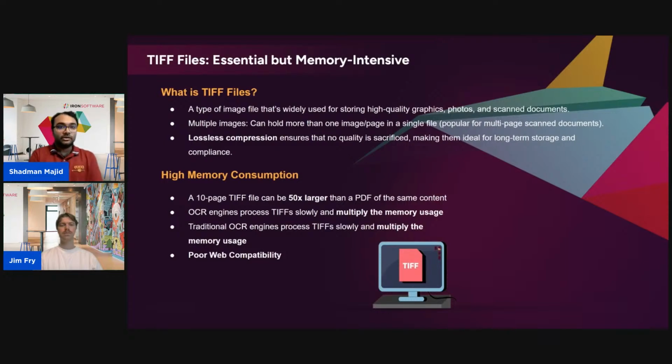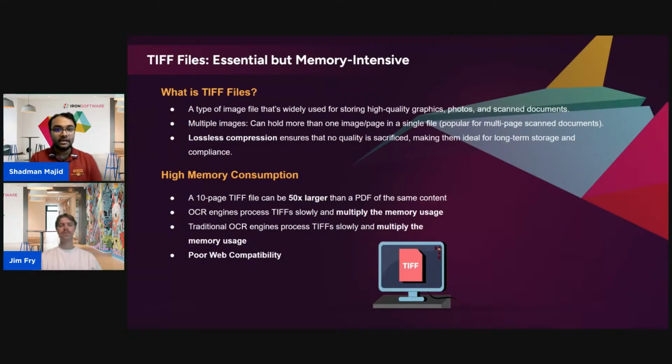As I said before, in today's demonstration, we will be showing a demo with TIFF files, and how IronOCR processes or loads TIFF files much faster than the previous versions. But why did we choose TIFF files? Let's get into the definition first. TIFF files are a type of image file that's widely used for storing high quality graphics, photos and scanned documents. One of the novelties of TIFF files is that they can hold multiple images or multiple pages in one single file, and they have lossless compression. That means there is no sacrifice of quality, making them ideal for long-term storage and compliance. And as you can understand from the definition, this results in high memory consumption whenever an OCR engine is trying to process a TIFF file, because the memory usage becomes a lot higher.